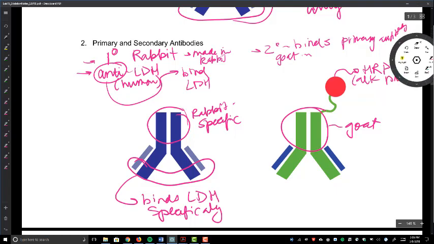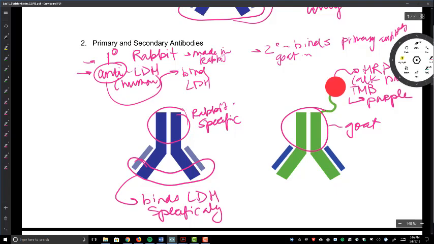And what this reaction does is, when we take the secondary antibody and we add TMB, it performs a chemical reaction that turns the band purple. So this secondary antibody has an enzyme on the end that, when you add the enzyme substrate, makes a color change, but it's only going to make a color change where that antibody is, and therefore only where LDH is.